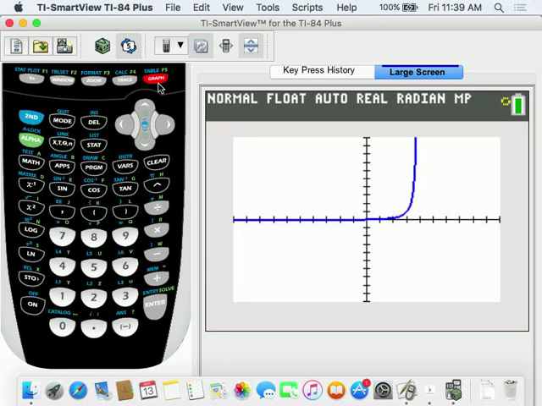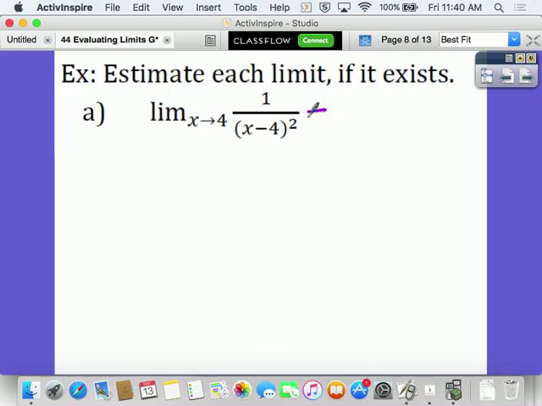I'm trying to figure out what's happening as x is really close to 4. Well, I can kind of figure that this side is going to keep going up, up, up, and up. So it's probably approaching infinity from the left-hand side. From the right-hand side, coming from the right to 4, tracing along the graph, it's getting really, really big, approaching infinity. So I believe my limit as x approaches 4 of this function is infinity.